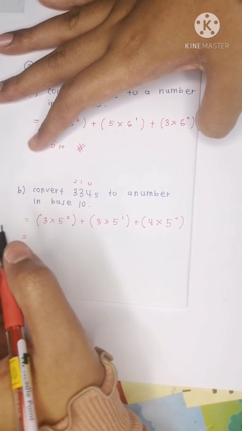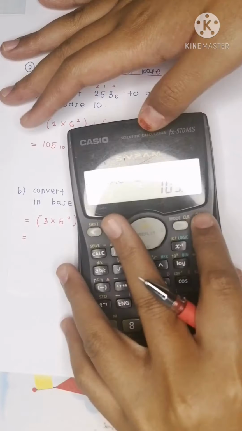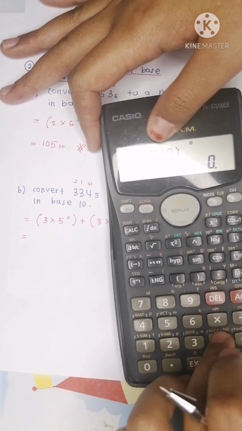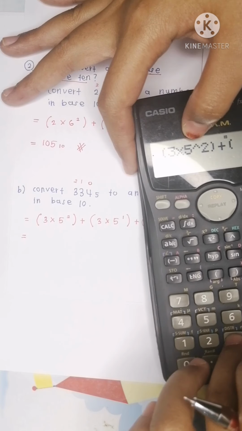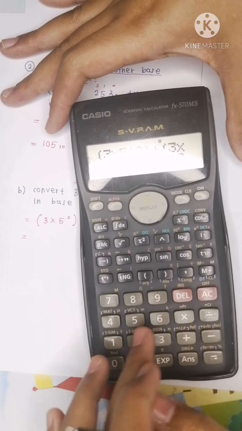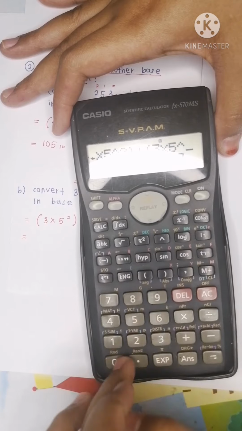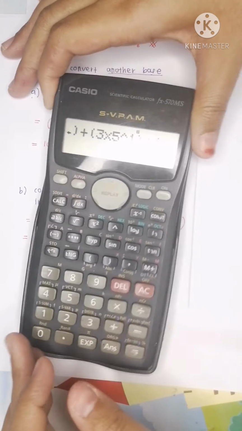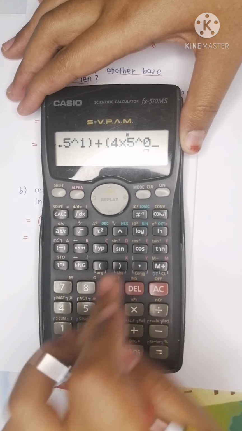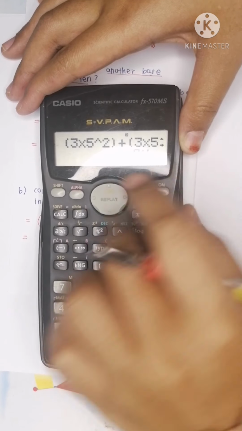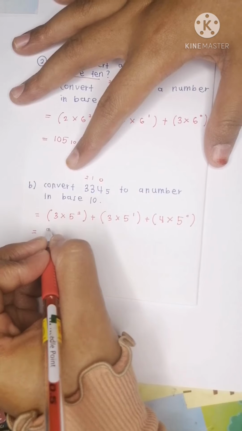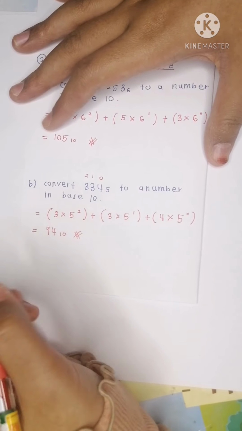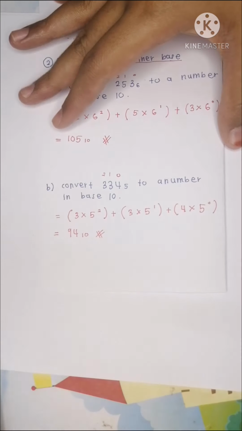And then you key in your calculator: 3 times 5 to the power of 2, bracket, don't forget the bracket, if not you will not get the same answer. Then 3 times 5 to the power of 1, and then bracket, 4 multiply with 5 to the power of 0. Then you got 74. So this is the answer, 74, which is base 10. That's it. It's actually very easy.